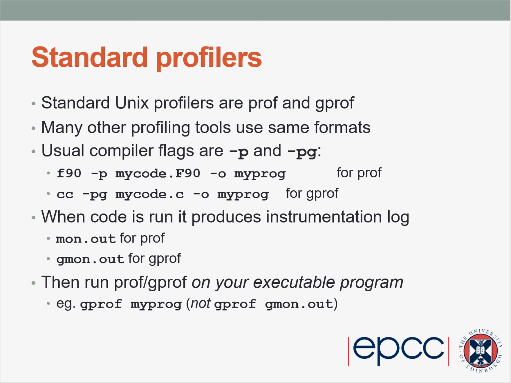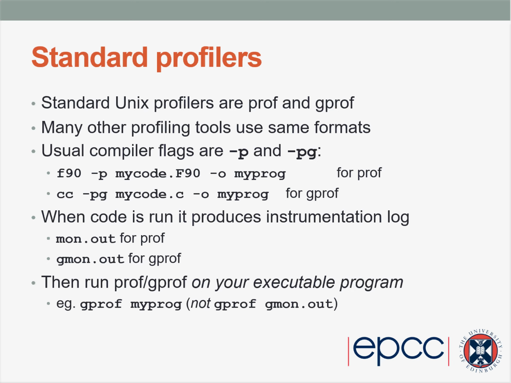Okay. So the standard Linux Unix profilers, the ones which just track how often functions are called and the time that those functions take to run, are called prof and gprof, and the data that they use is enabled by compiling your code with -p or -pg. So you build your code as normal, but you just add the compiler flag -p for prof or -pg for gprof.